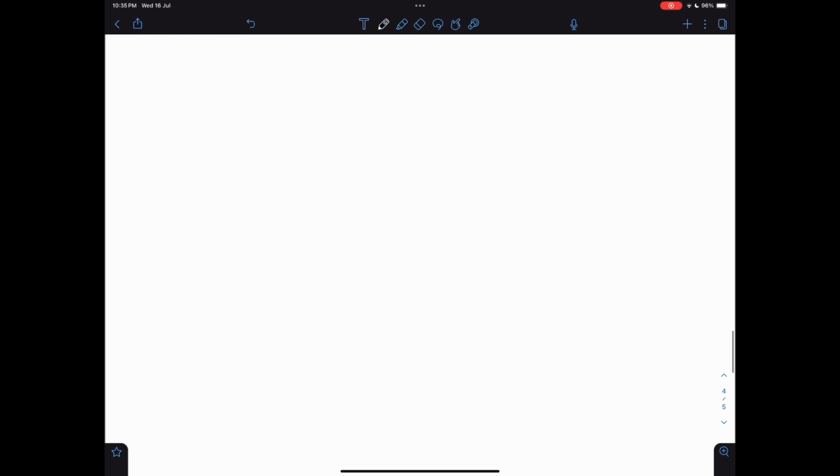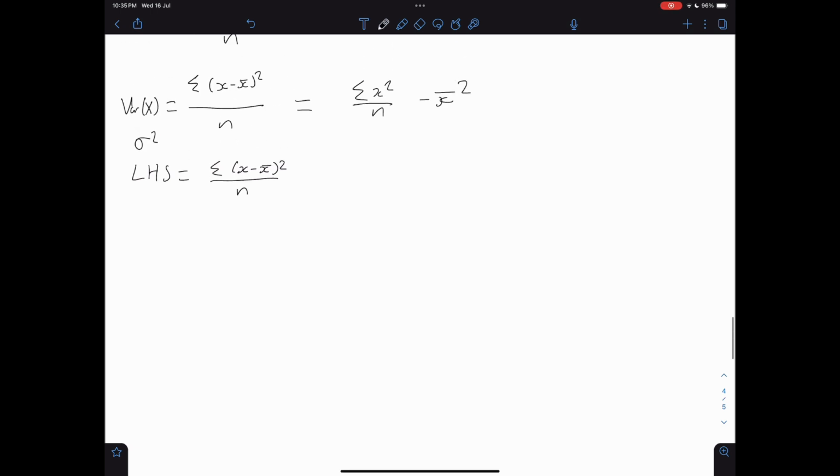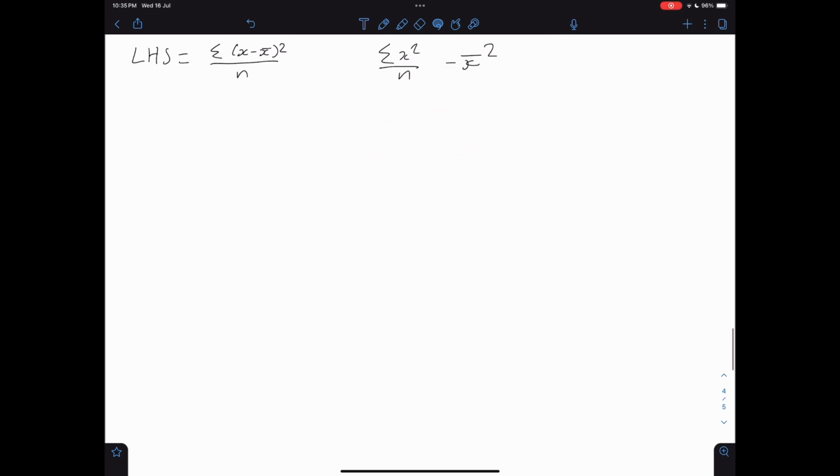So why don't we try to prove that? We'll say our left hand side equals sum of x minus x bar squared over n. And I'll just note down that we're trying to get to this. So what we can do is we can expand this bracket: x squared minus 2x x bar plus x bar squared, over n. Then we can split up the sum.